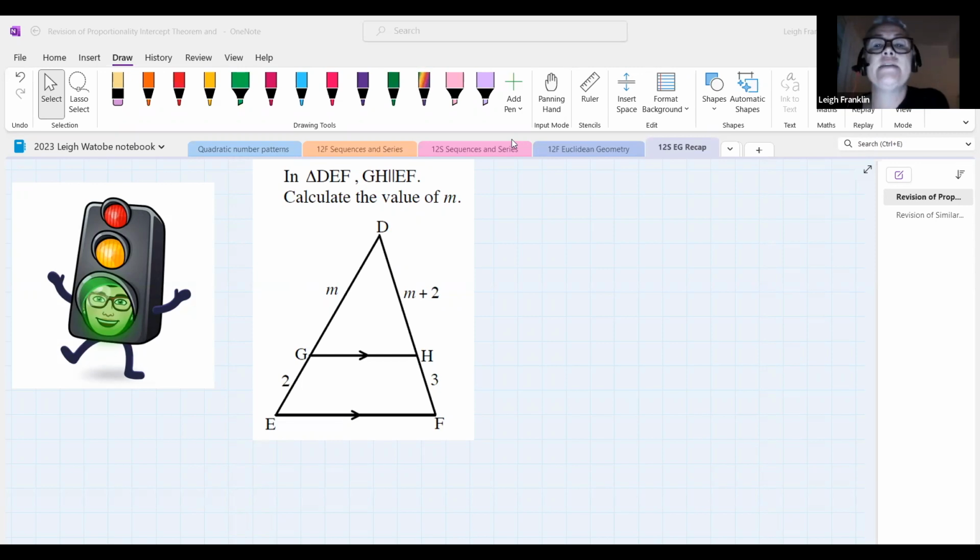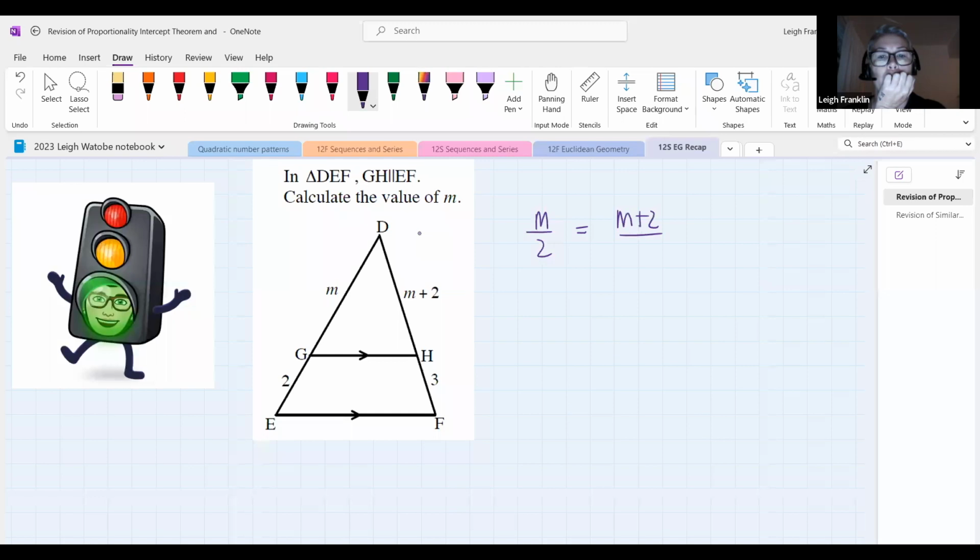Okay, so I see a lot of people saying that M is equal to 4. Anybody want to tell us how they set that out? Anybody want to share their answer and tell me how they did it? Okay, Zwanaka, go for it. Good day, ma'am. For my answer, I did M over 2 equals M plus 2 over 3, reason: proportional intercept theorem, JH parallel to EF.